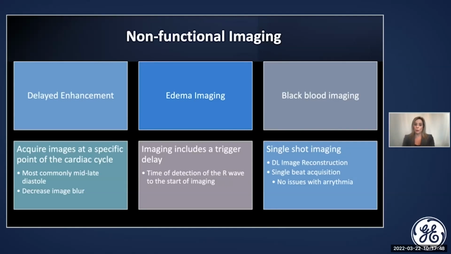For the last couple of minutes, we're going to discuss non-functional imaging, our delayed enhancement imaging, our T2 and edema, as well as black blood imaging. Our non-functional techniques are a type of prospective gating where we acquire the images at a specific point of the cardiac cycle. Most commonly, we utilize mid to late diastole to decrease image blur. These sequences also use a trigger delay, which is the time from detection of the R wave until we start the image acquisition. And we want to utilize single-shot imaging techniques, which utilize deep learning image reconstruction to allow for improvements in SNR. And these are single beat acquisitions, so we have no challenges with arrhythmia.